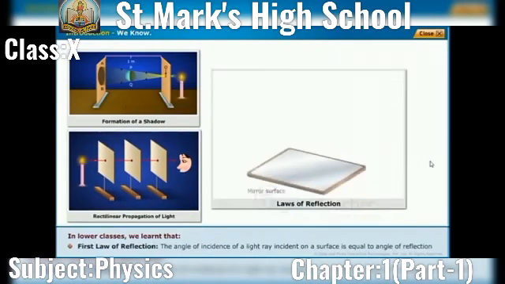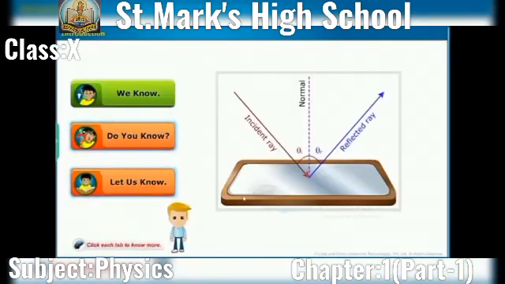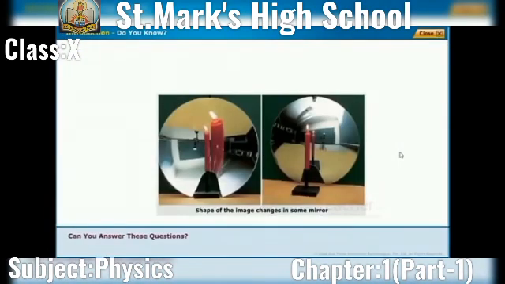The angle of incidence of a light ray incident on a surface is equal to the angle of reflection. This is the first law of reflection. The incident ray, the normal, and the reflected ray lie in the same plane. This is the second law of reflection. Now, can you answer these questions?